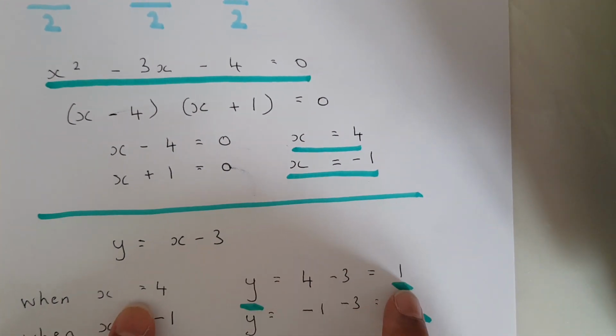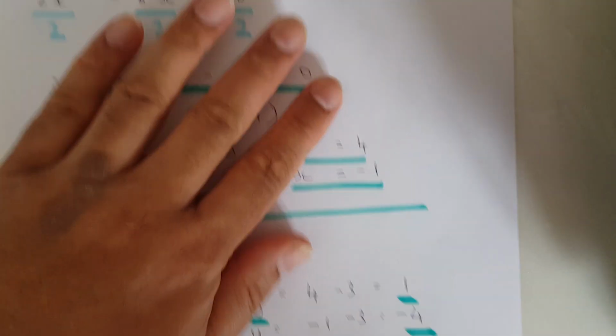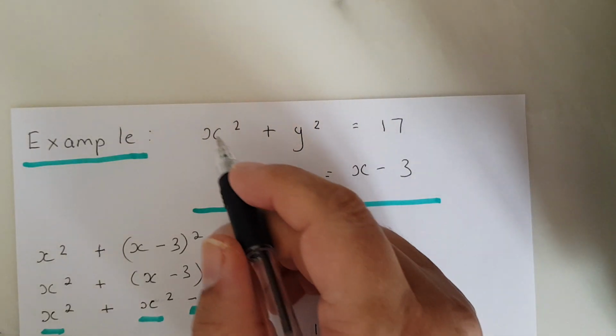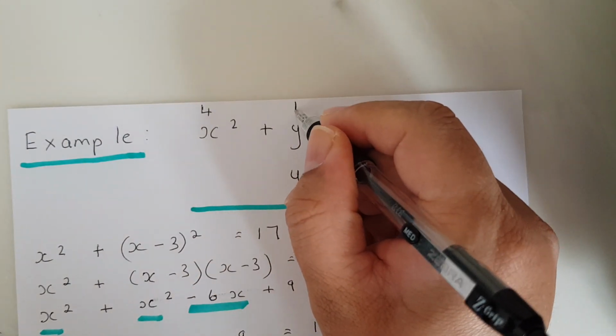When x is 4, y is 1. Okay, we'll do that one. 4 and 1. So let's put 4 here. When x is 4, y is 1.